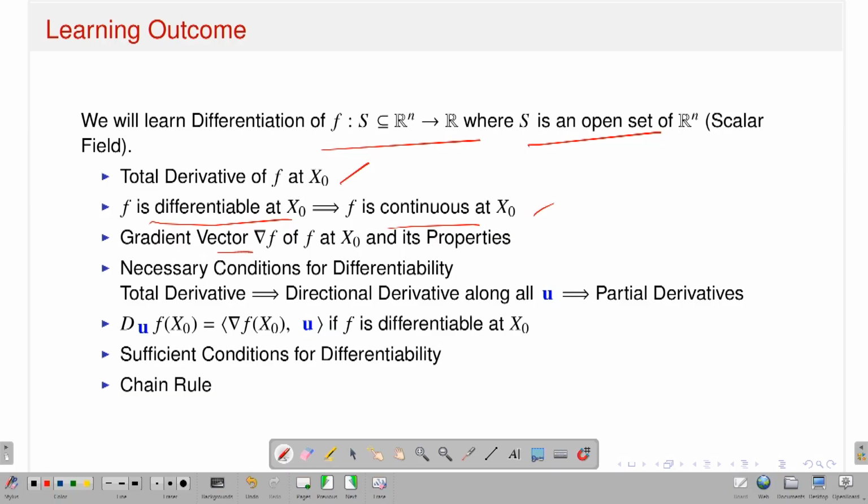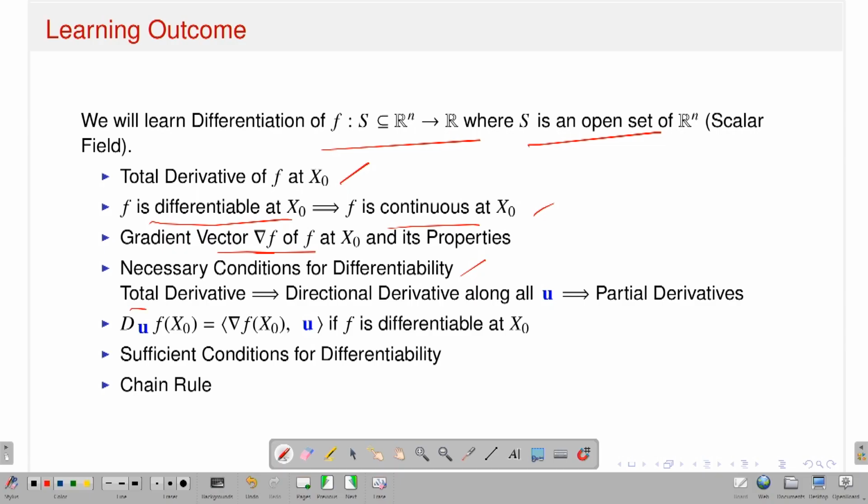Then I will talk about the gradient vector once I have the notion of total derivative, grad of f at x naught, and some of its properties. Then I will give some conditions for differentiability. As I said, just existence of partial derivatives and directional derivatives will not allow you to talk about differentiability or existence of the total derivative. There are certain conditions, which are called sufficient conditions. Necessary conditions: if I have the total derivative, then what can I say?